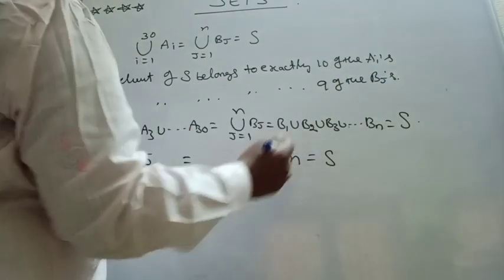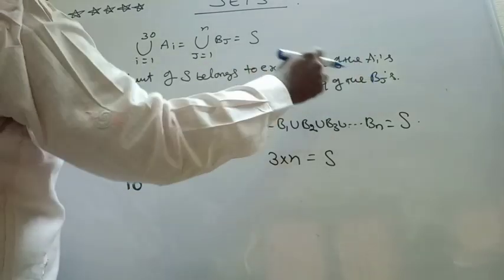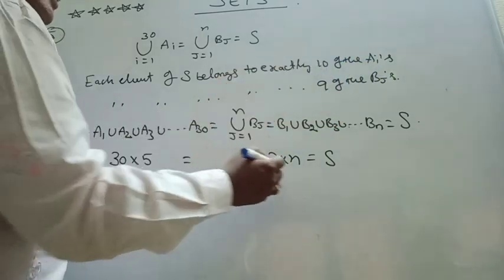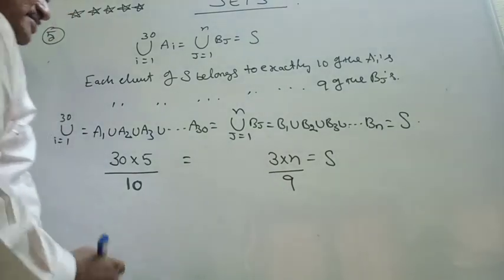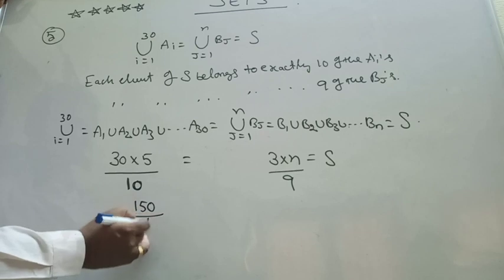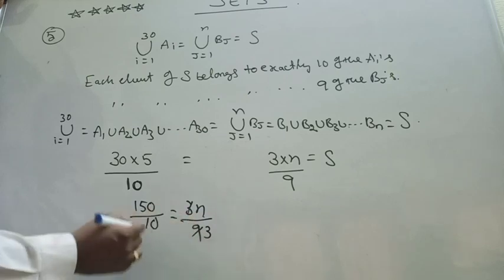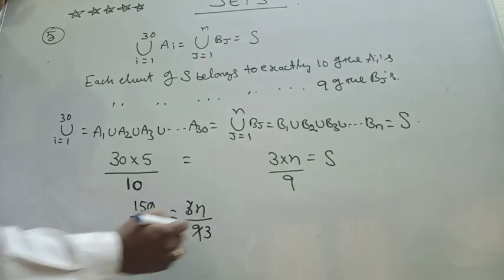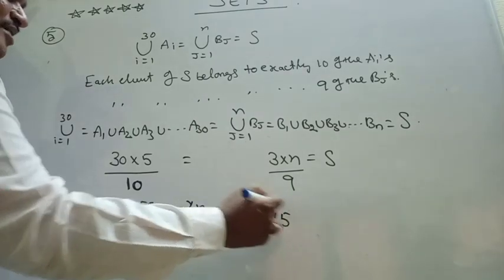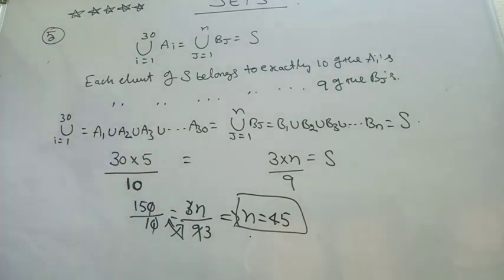And each element of S belongs to exactly 9 of the Bjs. In the 9 sets B1, B2, B3 and so on up to B9, those elements are repeated. That means you divide by 9 here like this. That means you have, my dear students, 150 by 10 is equal to 3n by 9. Let us simplify, 3 1s are 3, so 3 3s are 9. Now from this you do cross multiplication. If you do the cross multiplication, you will get n is equal to 45. This is the value you will get by satisfying all these conditions, my dear students.